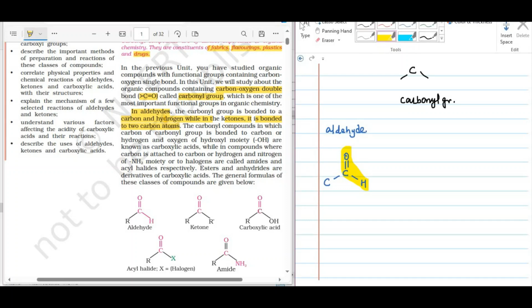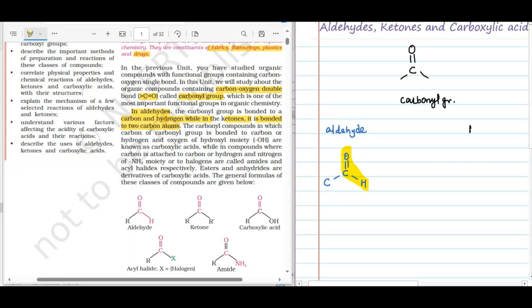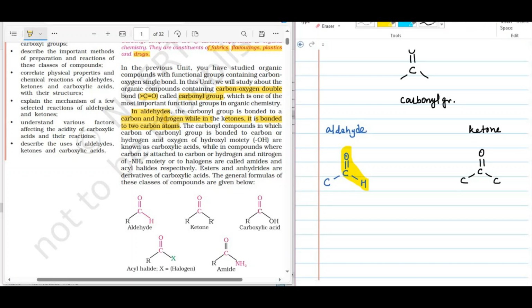Now come to the ketone. So this is ketone. In ketone, this is the carbonyl group and it is bonded on both sides to carbon. Then it is called a ketone. This is the ketone functional group.